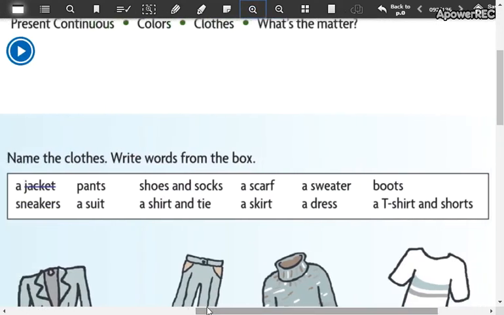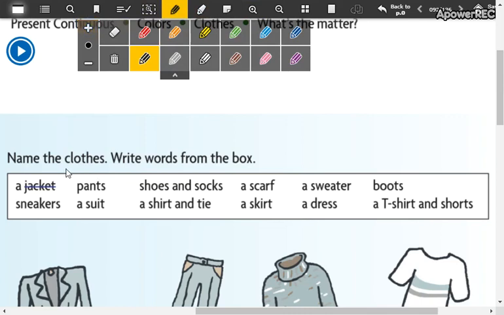Okay, now we go to clothes. The pronunciation of this word is clothes, not clothes. Clothes. So we are going to check these words. We have jacket. Jacket es casaca.